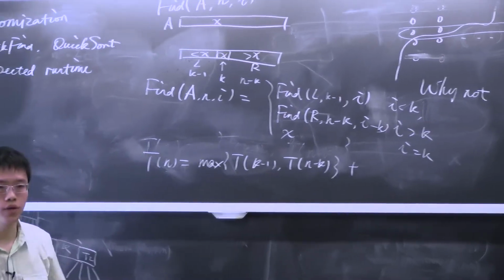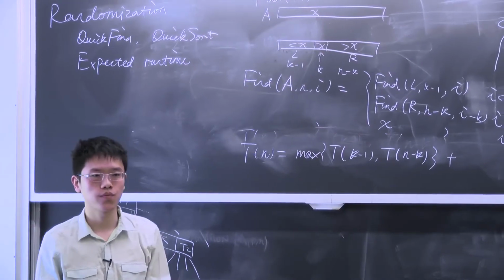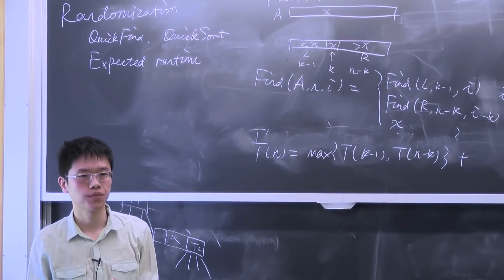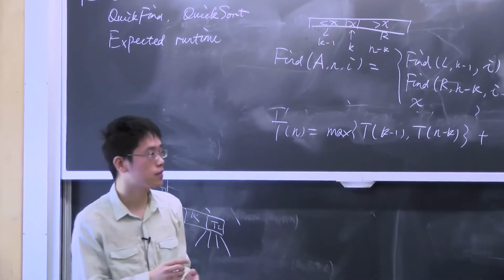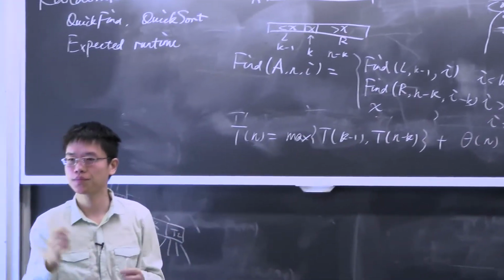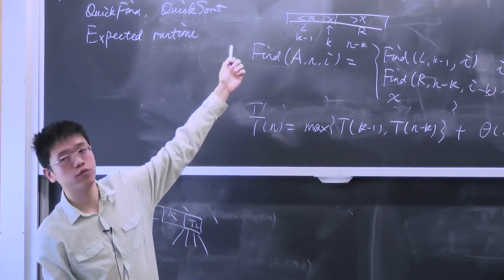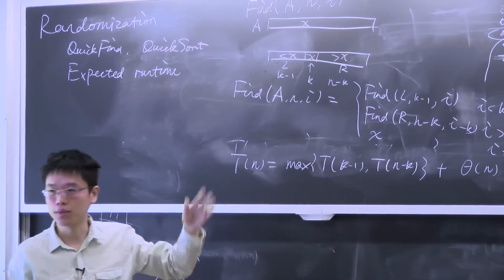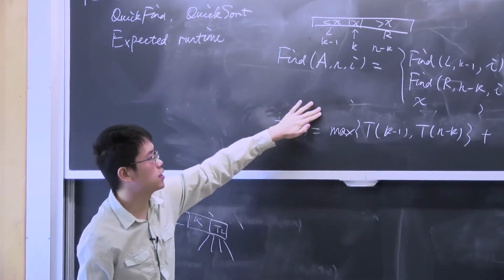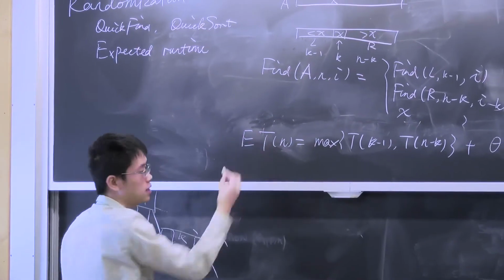And I have some amount of work to do before I go to my subproblem. What's the complexity of that work? It's O of n, or theta n. Why is that? Because we have to scan the array once to put the smaller elements on one side and larger elements on the other side. Now, this recurrence is impossible to solve because I don't know what k is. So instead, we'll just calculate its expectation.